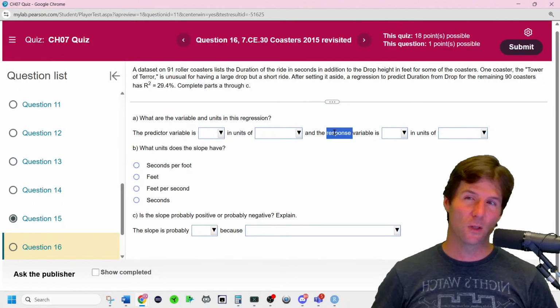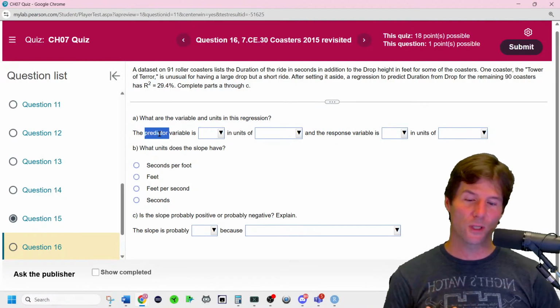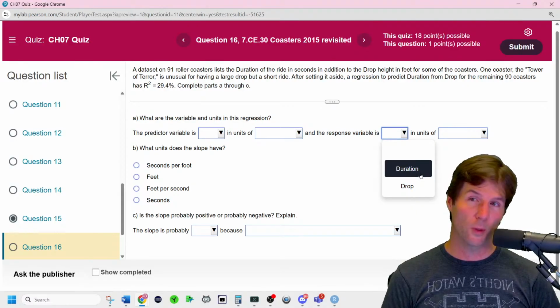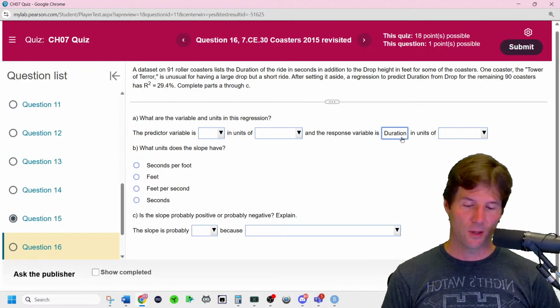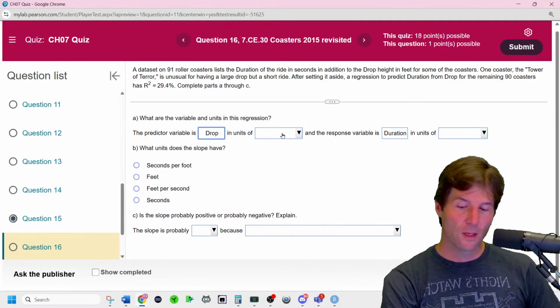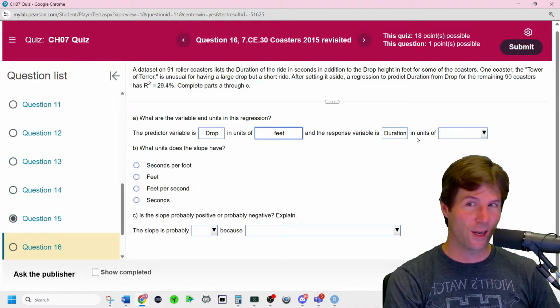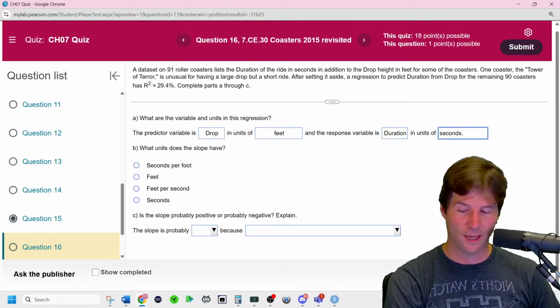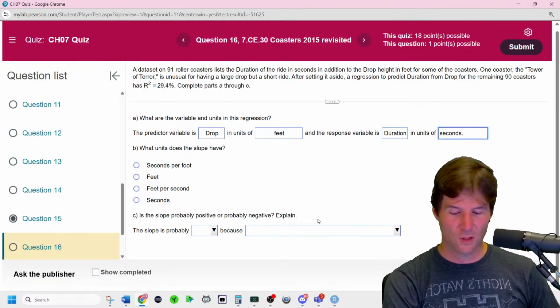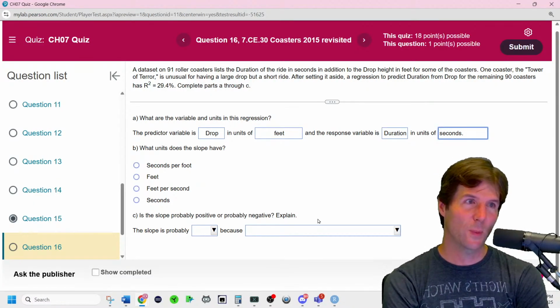We mentioned this in the notes. We call the X usually the explanatory. So when you're riding a roller coaster, you usually want to understand how long the roller coaster will last, and what explains how long it lasts is how big the drop is. The drop is going to be in units of feet, and the response variable, which is the one we're interested in understanding, how long this roller coaster is going to last, is going to be in seconds. What units does the slope have? It's going to be seconds per foot drop, I believe.